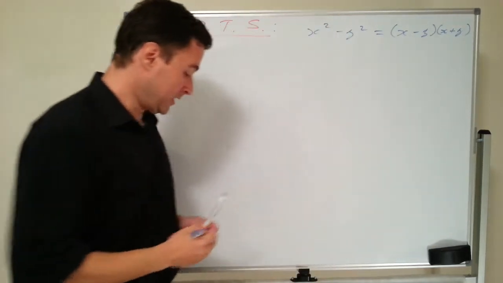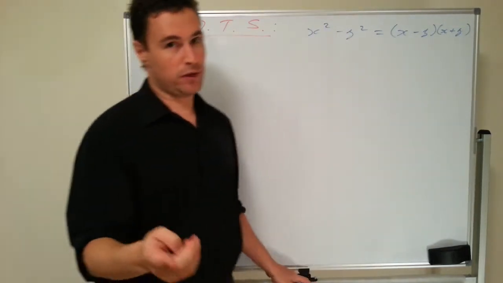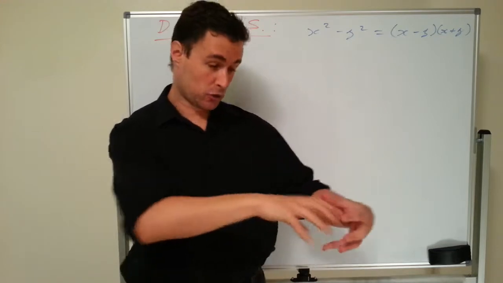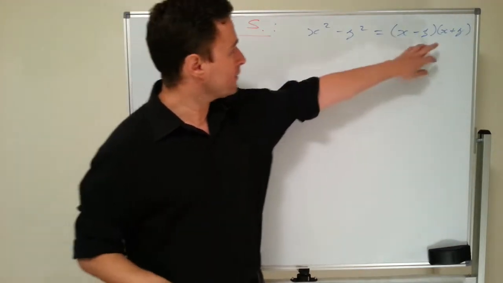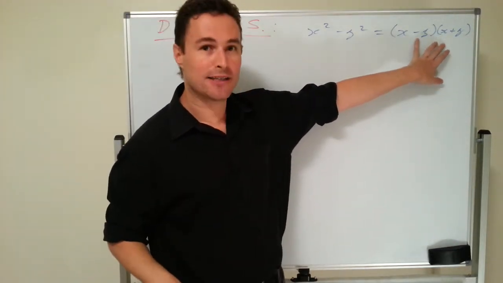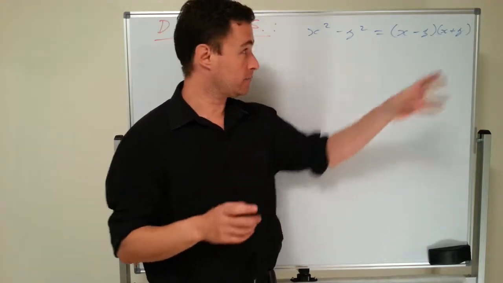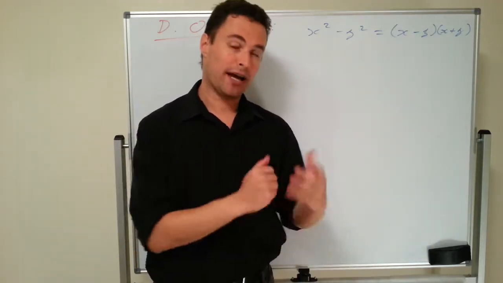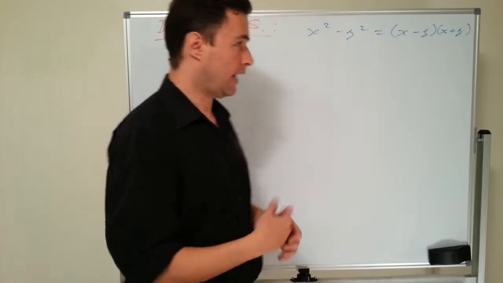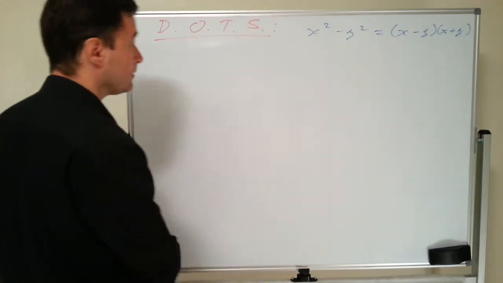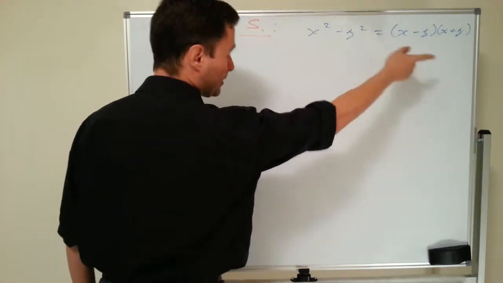For the explanation of why that works, go watch the video on special quadratics, where I multiply out quadratics. You'll see that when I multiply this out, the middle terms, the xy terms, cancel. The O and the I of FOIL cancel, and you just have the front squared minus the back squared.